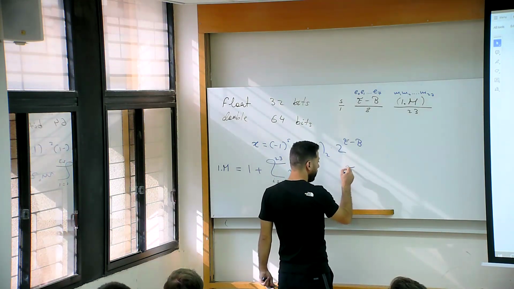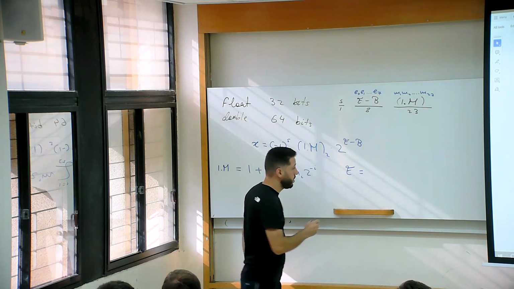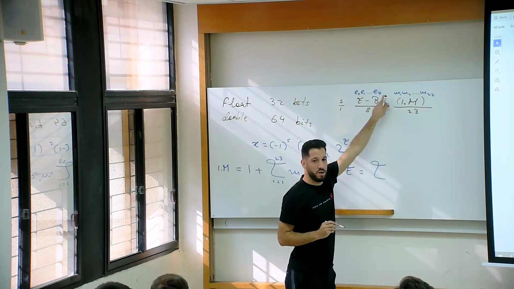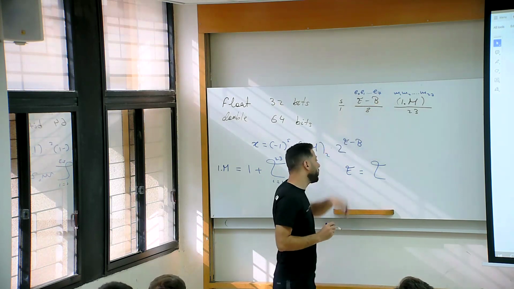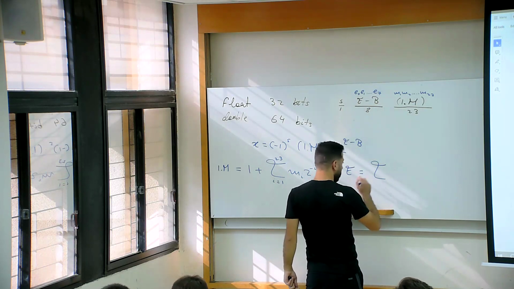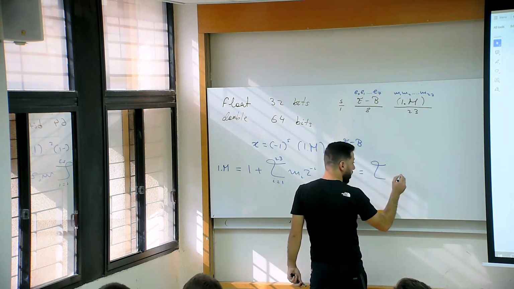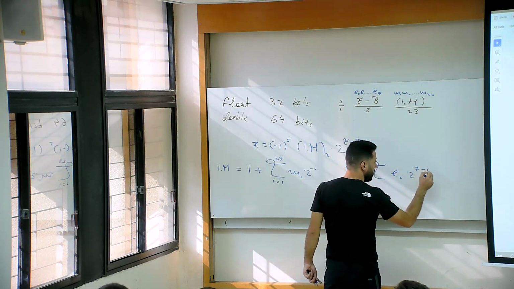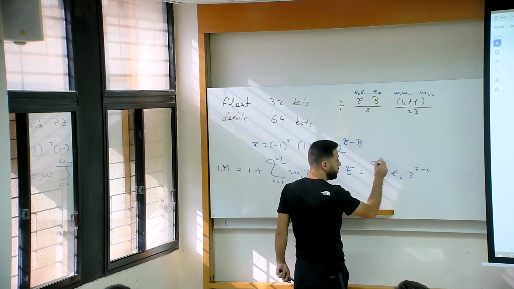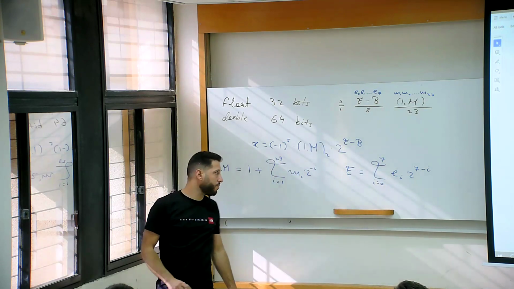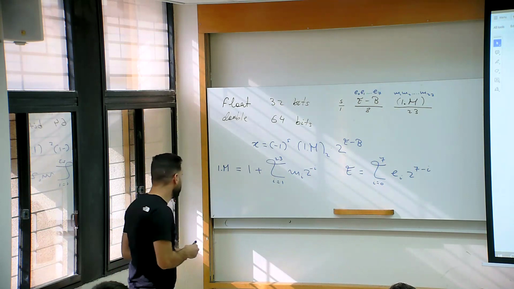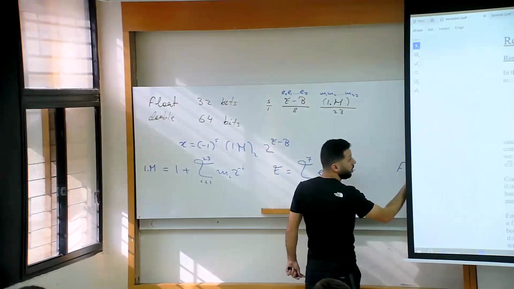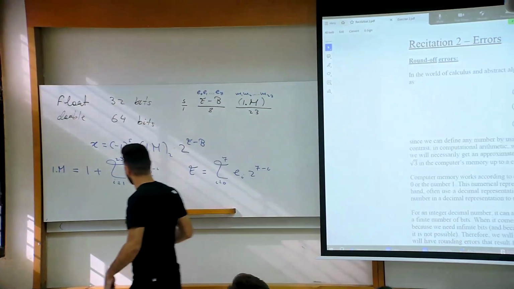And the E is the sum. If I call this E0, the formula of this E is the sum of Ei times 2 to the 7 minus i, where i goes from 0 to 7. So what I write here is for float.